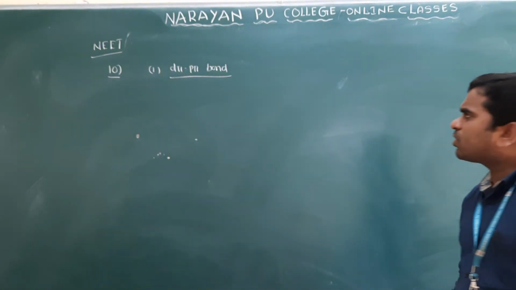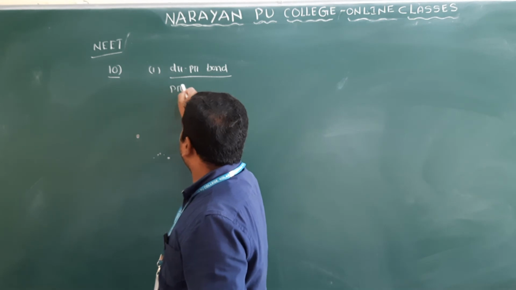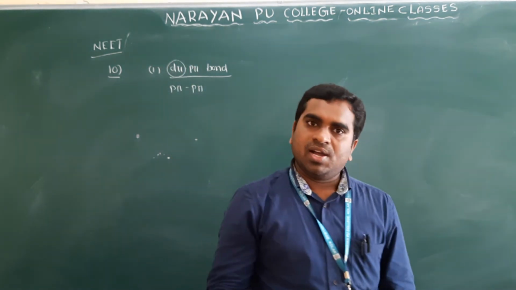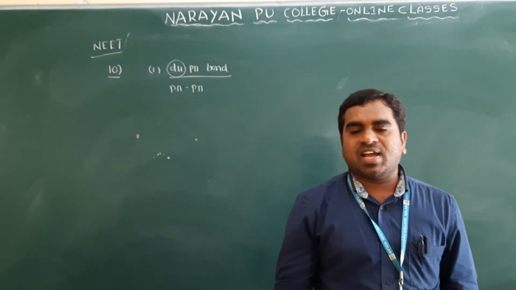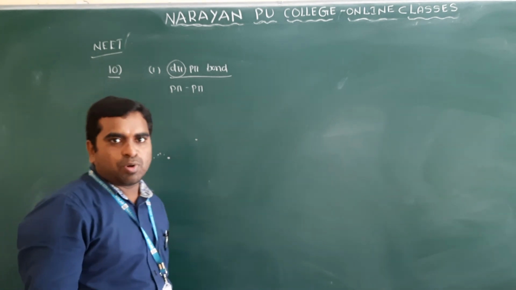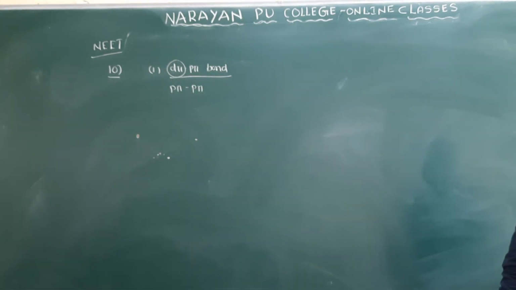Clear? Can nitrogen form the pπ? Nitrogen can form pπ-pπ bonds, but it cannot form dπ because nitrogen doesn't have a d orbital. If nitrogen doesn't have a d orbital, how can it form a dπ-pπ multiple bond, a pi bond? It cannot form. So that is correct. Clear? They are asking for the wrong one.